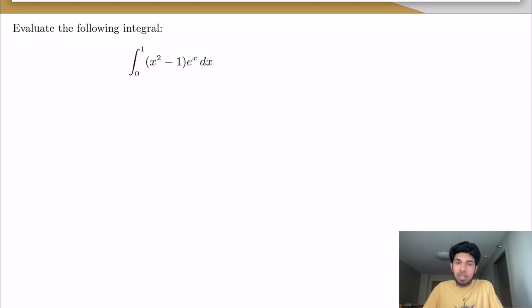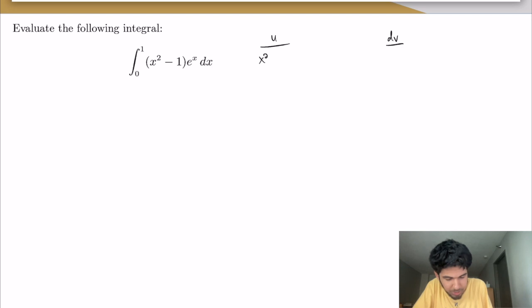So that's why for tabular integration, it's nice when there's a polynomial term like this, because we know eventually down the line, when we take a bunch of derivatives, we'll get to 0. So we have a u and we have a dv. We'll let u equal x squared minus 1, and we'll let dv equal e to the x. Now we take the derivative of x squared minus 1, which is 2x. The derivative of 2x is 2. The derivative of 2 is 0.